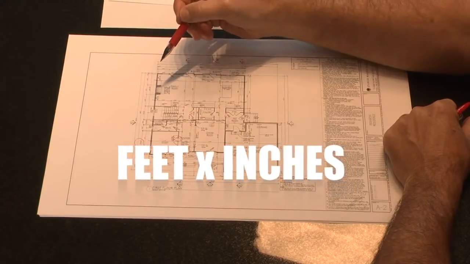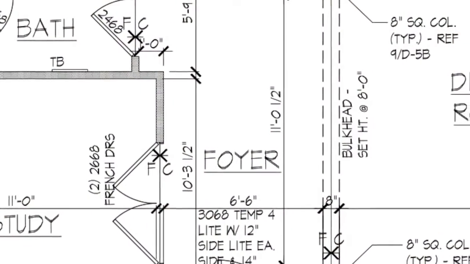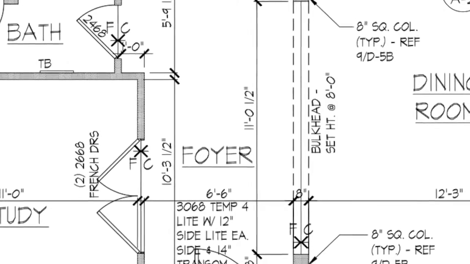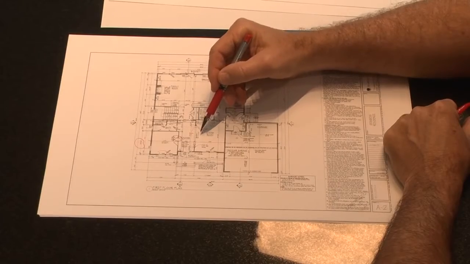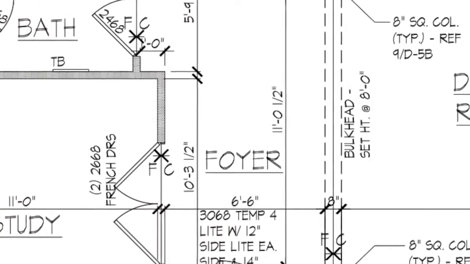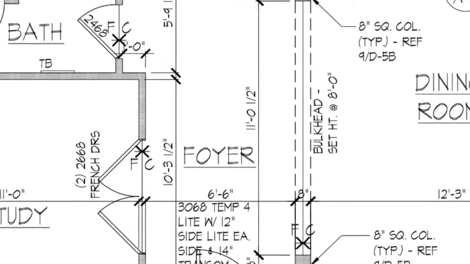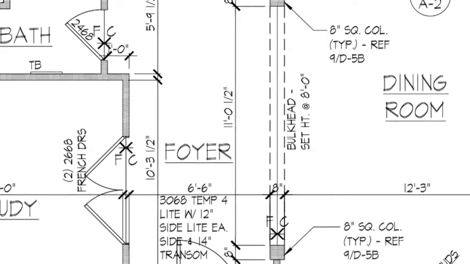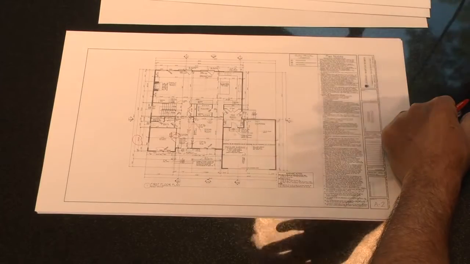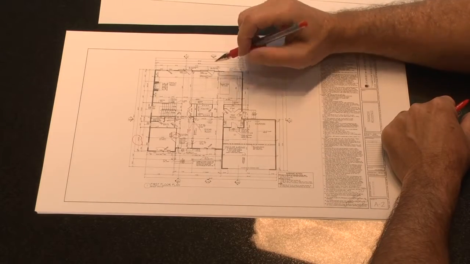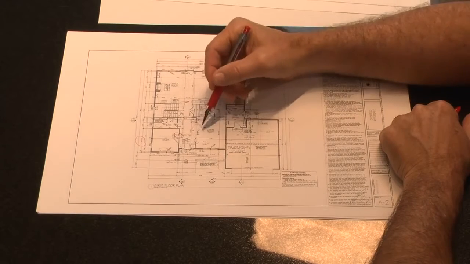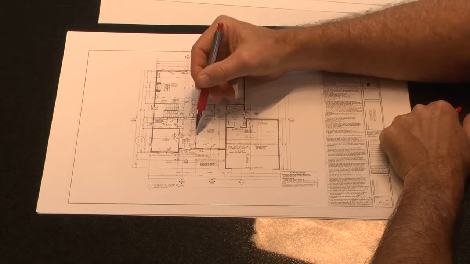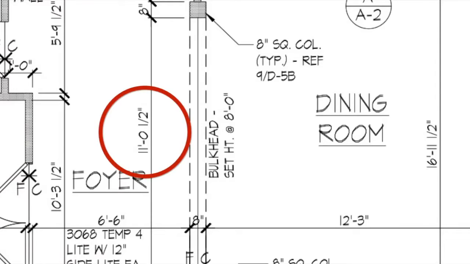and its feet and inches. If you look in the foyer, you'll also see something leading into the dining room, it says bulkhead. It says in this condition, the bulkhead is set in terms of its height at 8 feet 0 inches. In this plan on the first floor, the ceiling height is 9 feet, and it's telling our framers to pad down from the ceiling 1 foot so that this bulkhead or this framed opening is 8 feet tall. Now it just so happens, if you wanted to know how wide is the bulkhead, well, here's a dimension string. It's 11 feet and 1/2 inch.